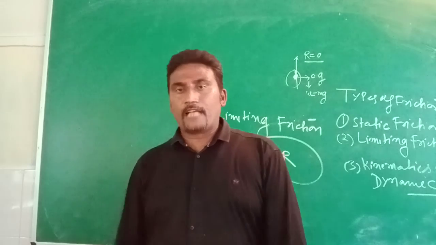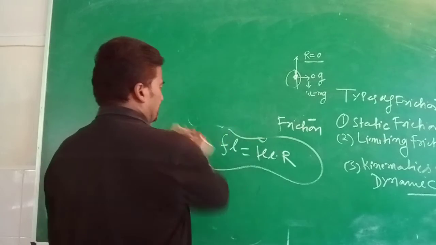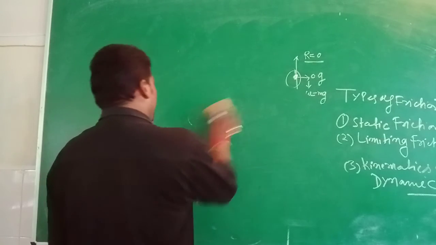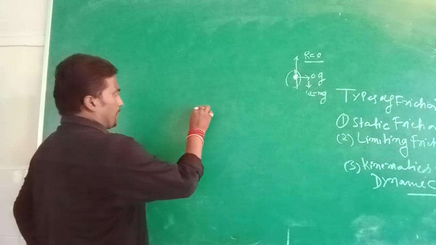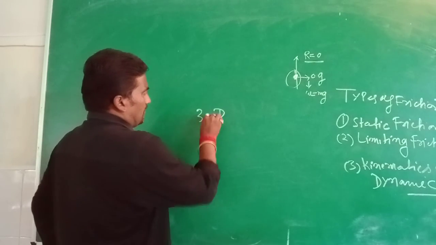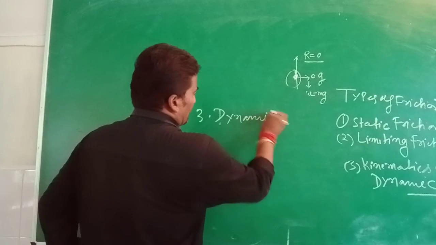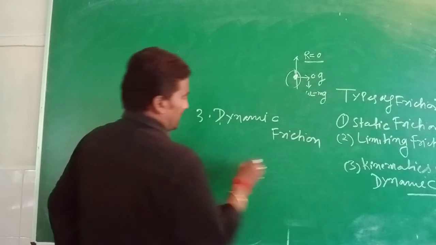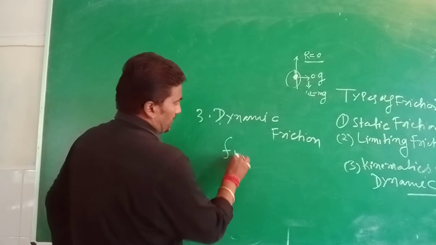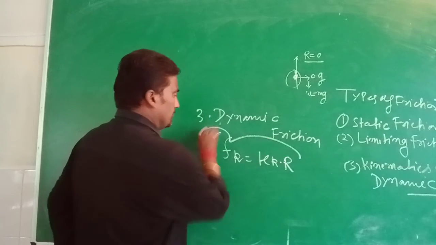The kinematic or dynamic friction, that was the mathematically represented Fk is equal to mu k into r. It is denoted by Fk is equal to mu k into r.